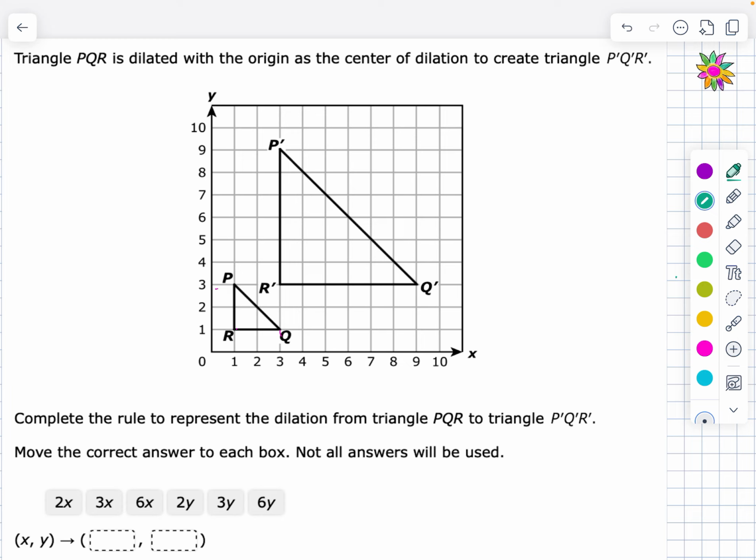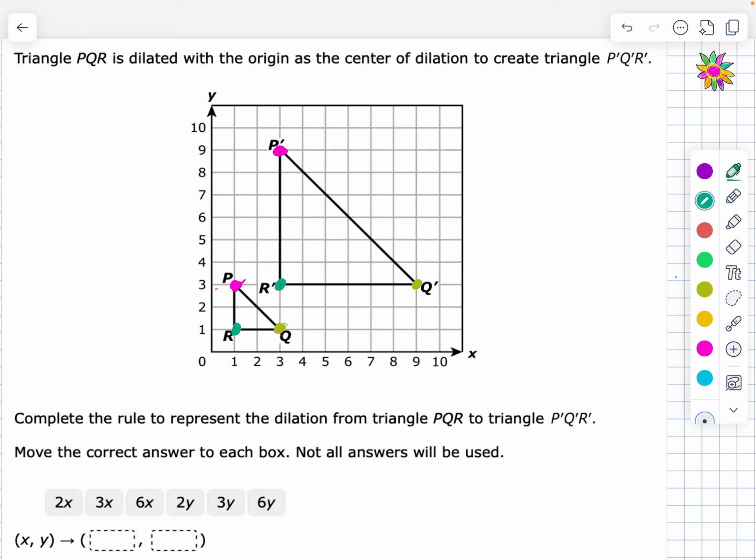So what they're not saying is basically you're finding the scale factor. What do I have to multiply this point by to get this point? And this point by to get this point, and this point by to get this point, and by the way, it's all going to be the same. Once you find one, you're going to know all of them.